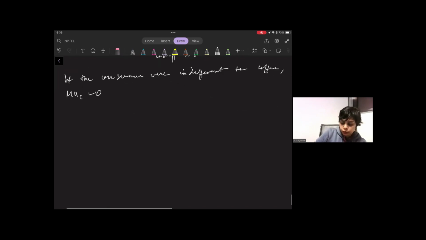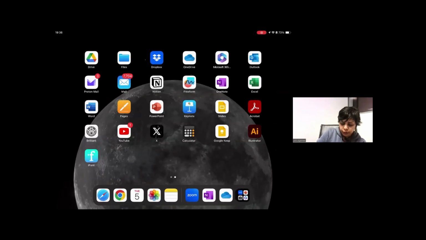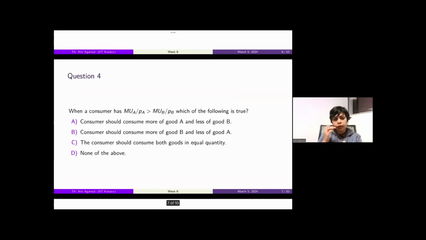So in our actual question, let's go back to the question which we already had. What we are given is that MUA by PA is greater than MUB by PB, but MUB is not zero. Unless MUB is zero, the person will consume B, but it's easier for the person to consume A. So the answer will be the consumer should consume more of good A and less of good B, but they will consume both the goods. Is the explanation clear to everybody?